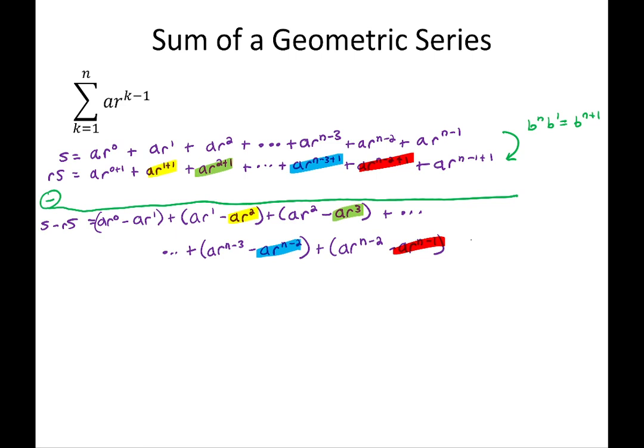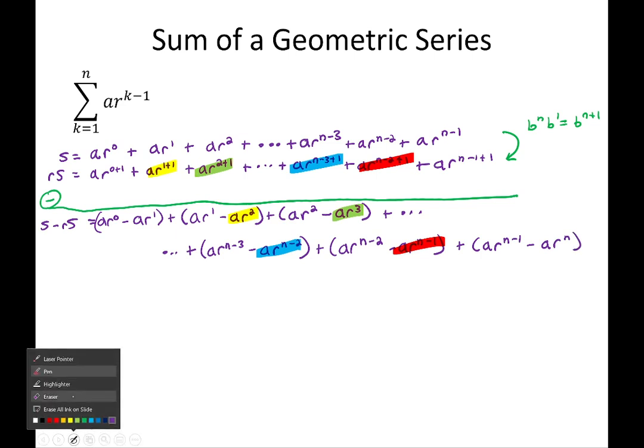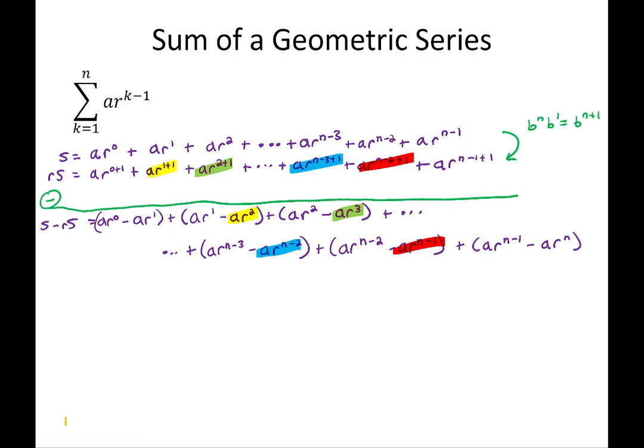Okay, and then the last one, the last pair, plus ar to the n minus 1 minus ar to the n. And I think I'm out of good highlighter colors. Running low, I guess I can use the orange. So this one is that one there. So remember, we're subtracting the bottom from the top. So that's where all those subtractions came from.